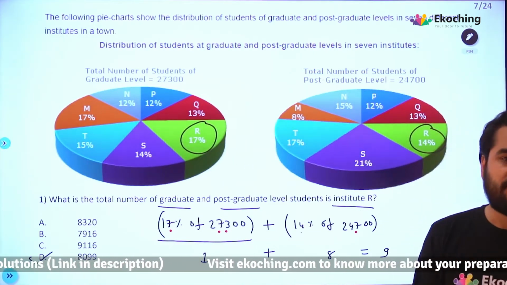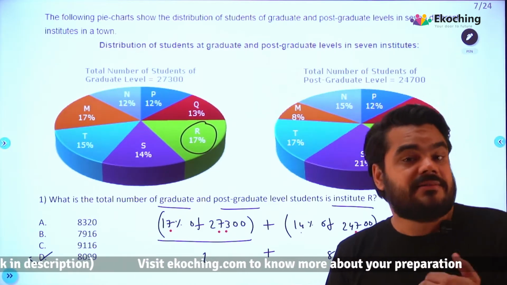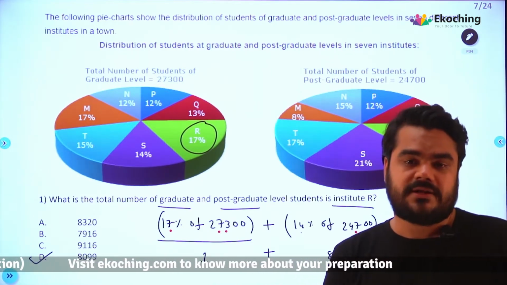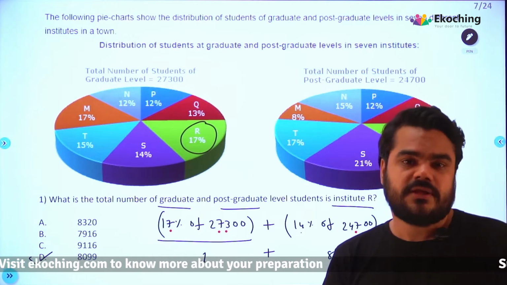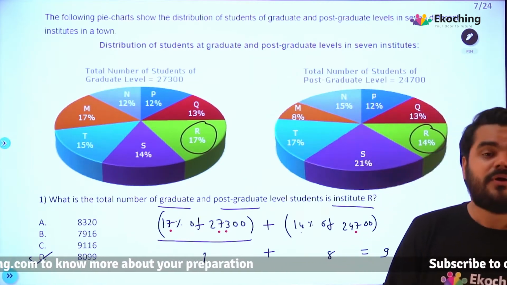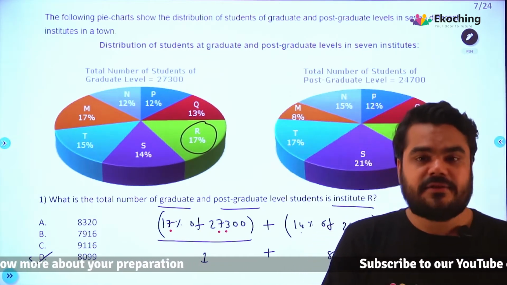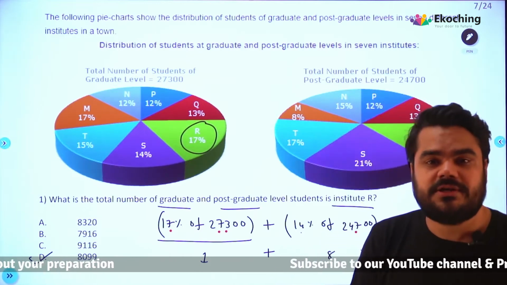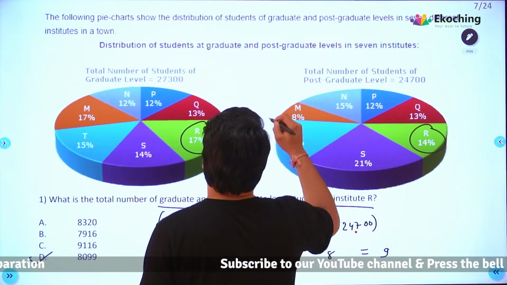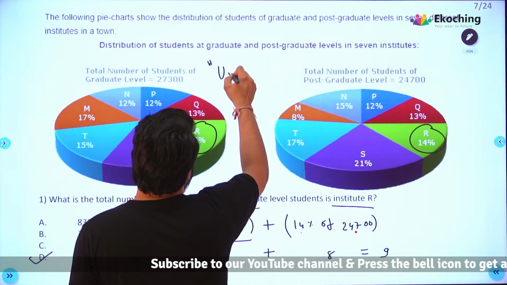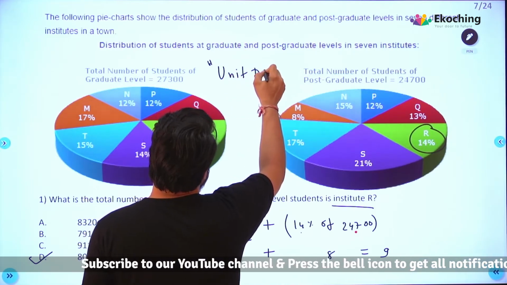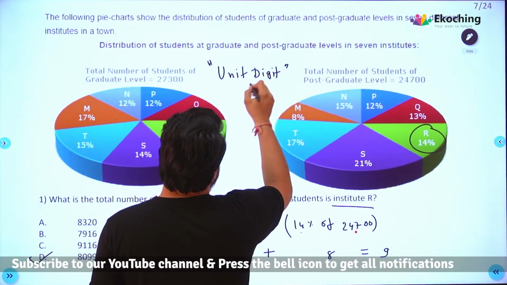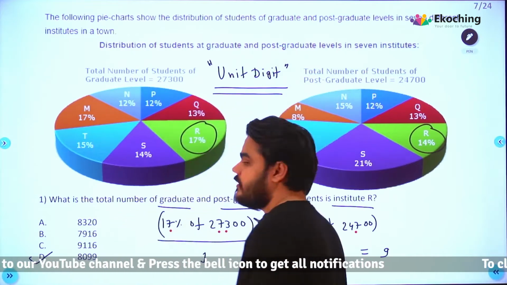Right? You don't have to find the actual values. And this is the difference between somebody who is a 99 percentiler and somebody who is not a 99 percentiler. You have to think, can I reach the answer faster? Use the unit digit method, right? So what did we do here? We again used the famous unit digit method. One of my favorites.